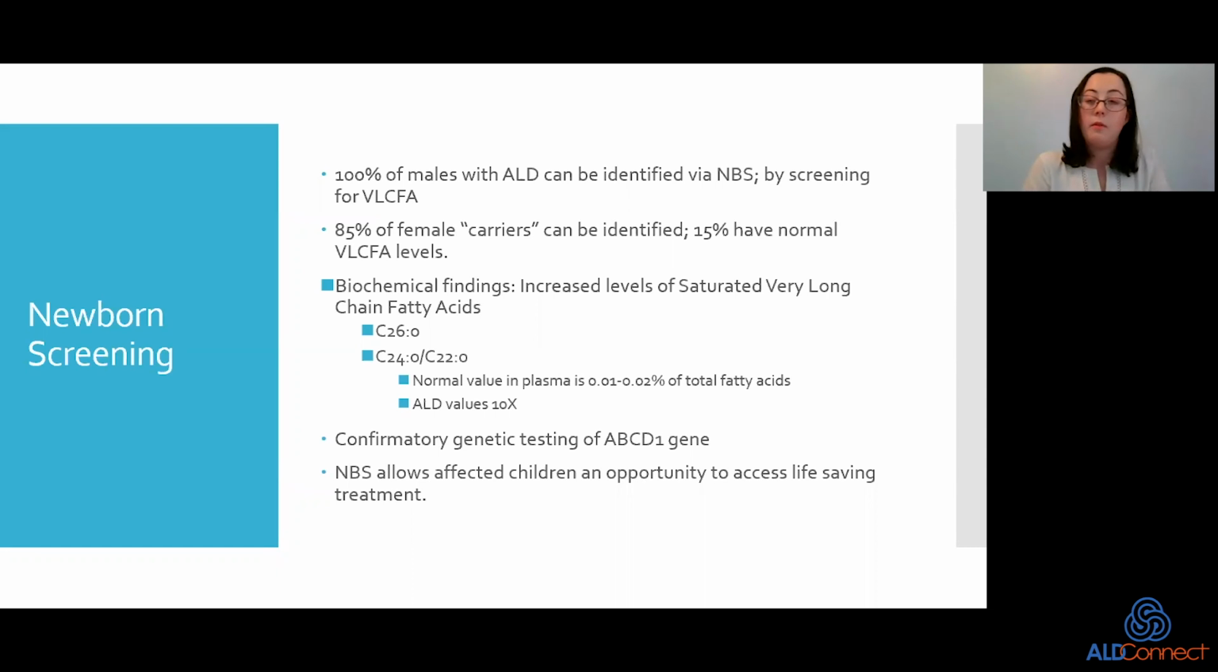The most important take-home message from this is that newborn screening allows affected children the opportunity to access life-saving treatment. And while it may be traumatic for the parents who get this news, it's really offering them an opportunity to prepare and take care of their child.